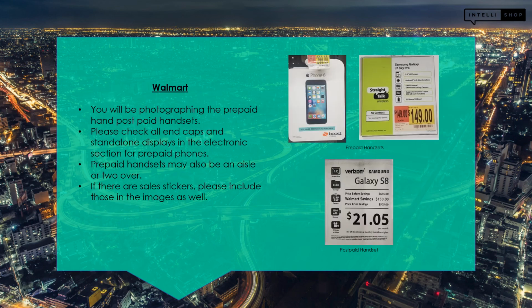For Walmart locations, you will be photographing the prepaid and postpaid handsets. Please check all end caps and standalone displays in the electronics section for prepaid phones. Prepaid handsets may also be an aisle or two over. If there are sales stickers, please include those in the images as well.